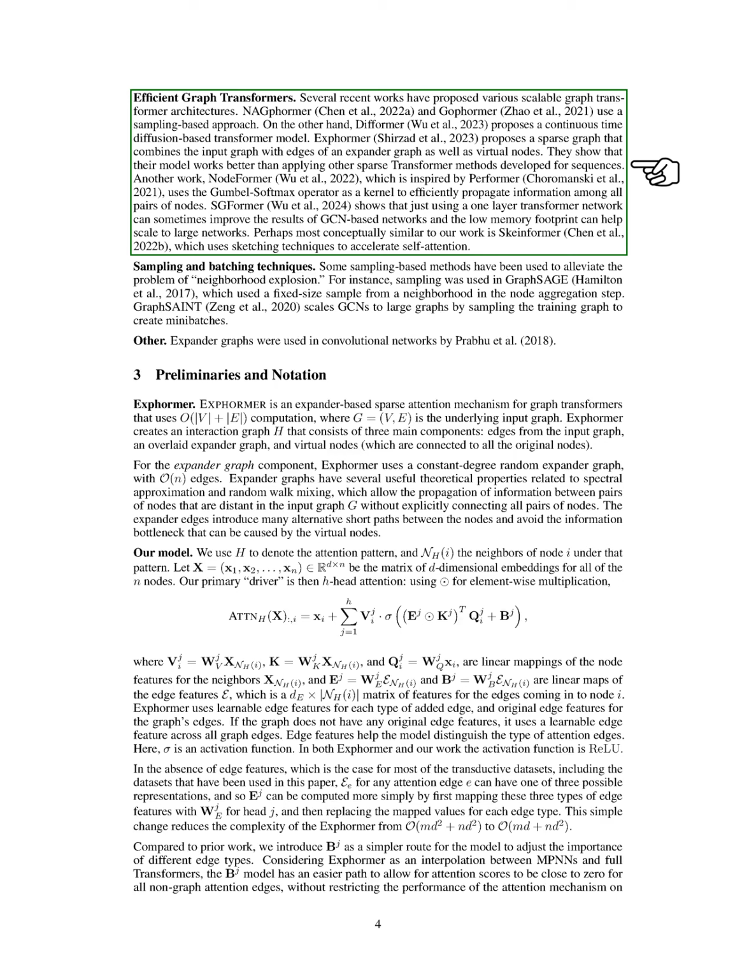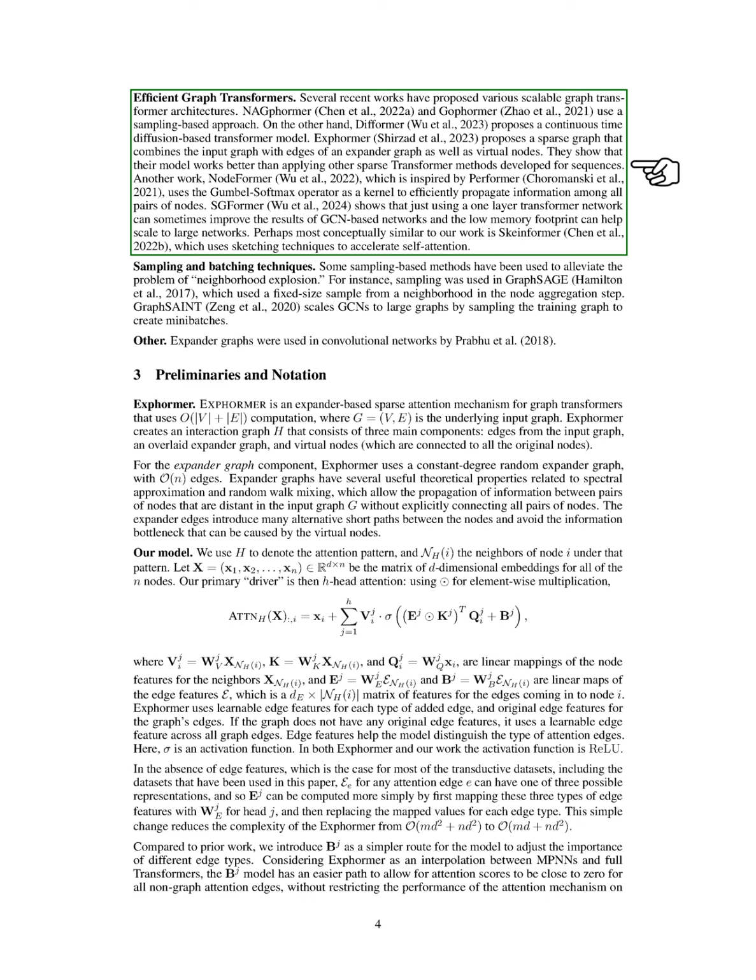We also highlight efficient graph transformers, where recent studies have proposed scalable architectures. For instance, NAGphormer and GOAT utilize sampling methods, while Difformer introduces a continuous time diffusion-based model. Spexphormer creates a sparse graph that merges the input graph with an expander graph and virtual nodes, demonstrating improved performance over other sparse transformer methods.